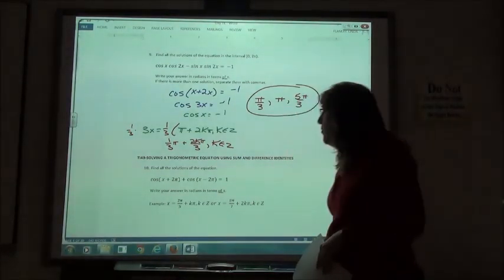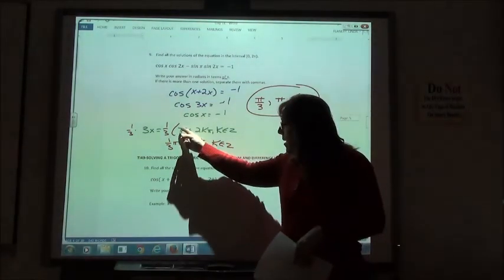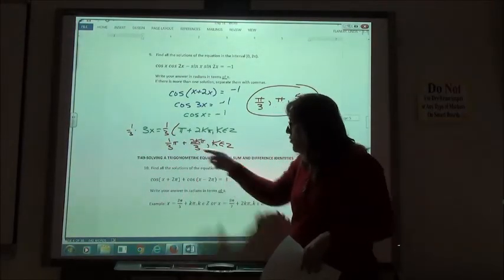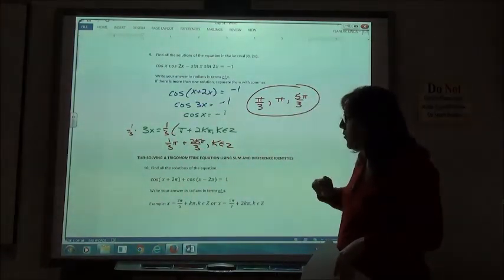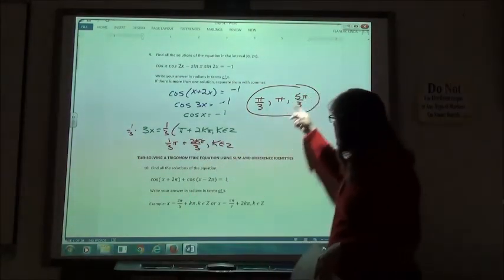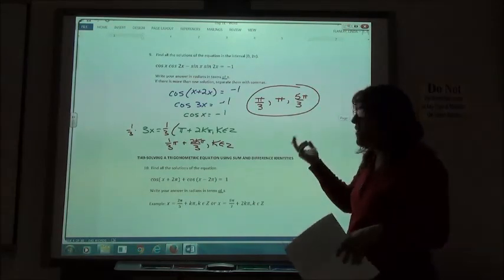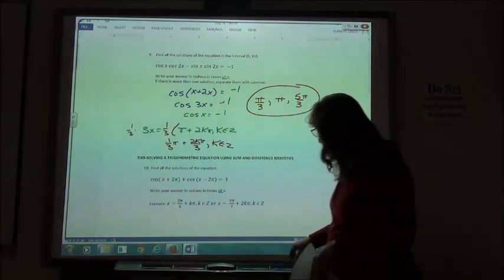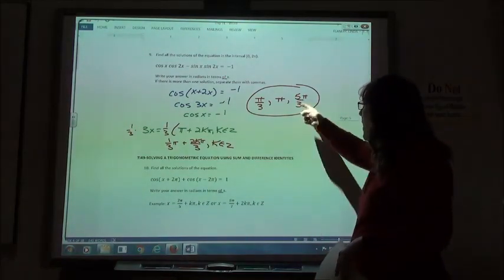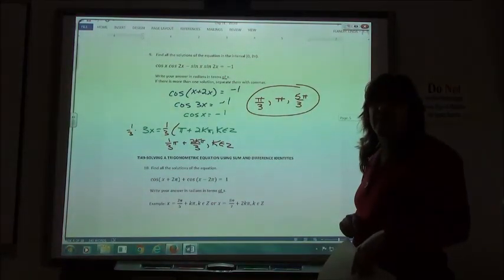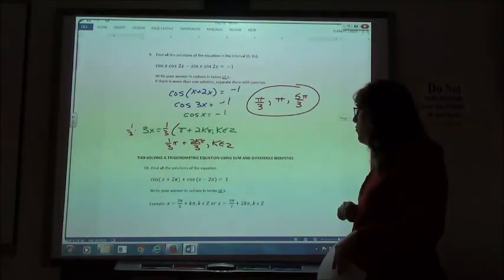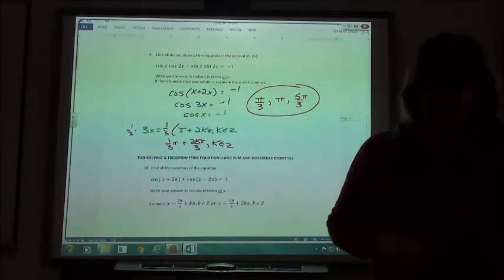So if you're bad with fractions, use your calculator. Pi over 3 is the same thing as 1/3. 1/3 plus 2/3 gives you 3/3, or pi. Pi plus 2/3, 1 plus 2/3 is 5/3, and so forth. And so I'm going to keep going until I get bigger than 2 pi, which in this case would be 6/3, the same thing as 2, so I stop there at 5 pi over 3.